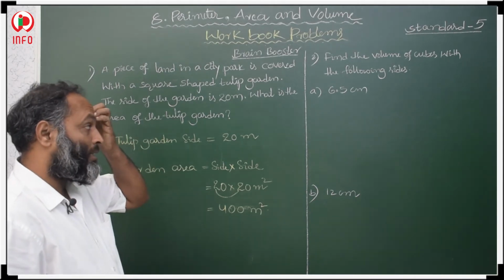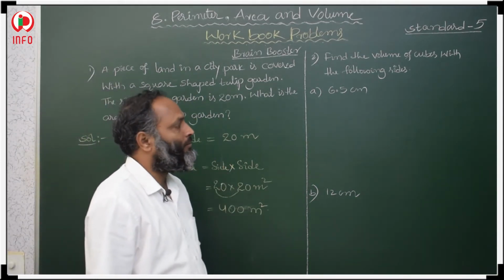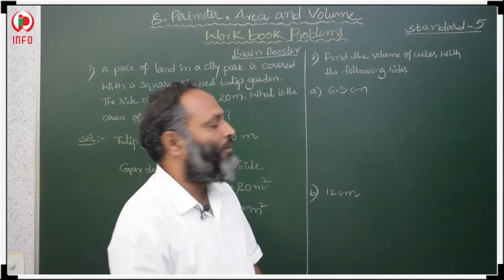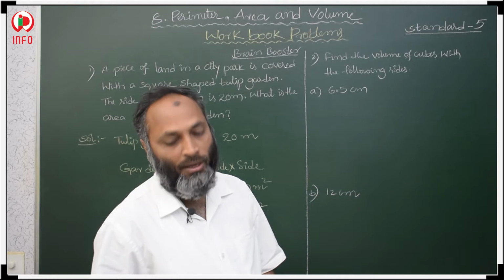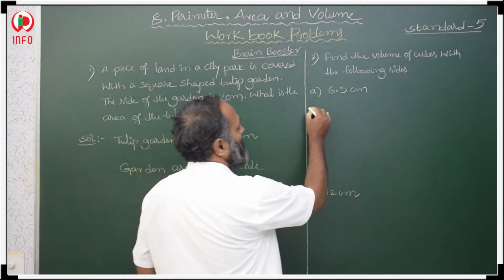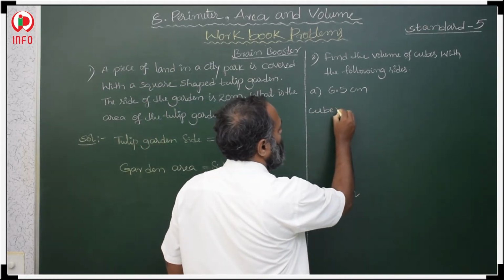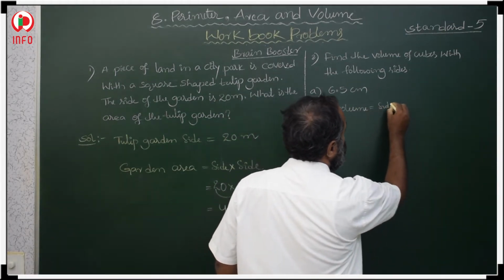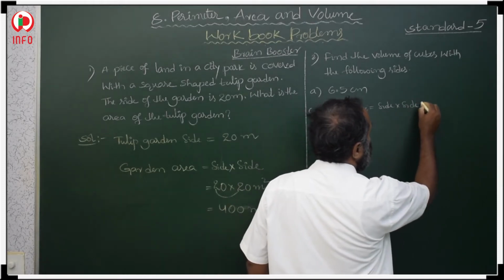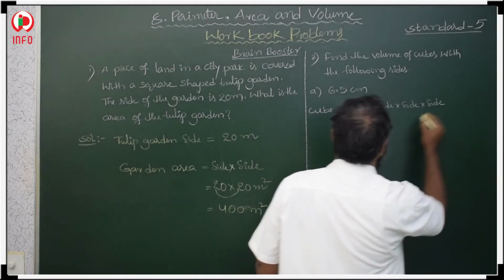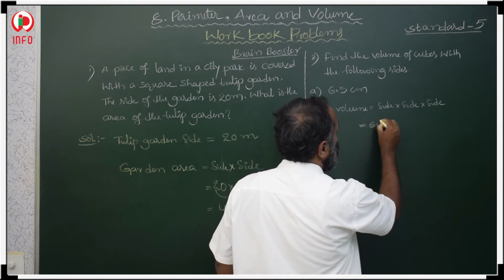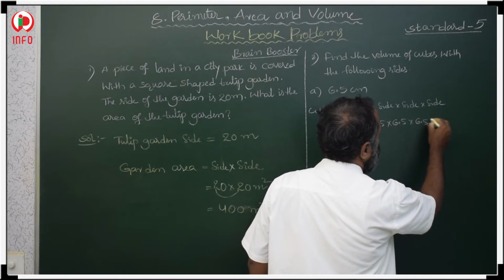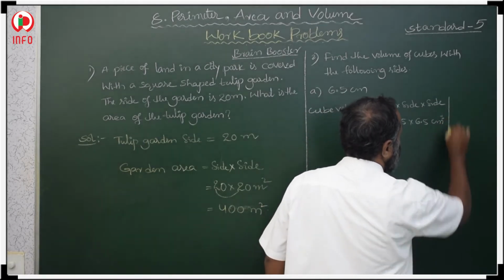Okay. Next, in the brain booster, what is the next question? Find the volume of the cubes with the following sides. Cube volume we have to find. Cube side is given. Cube volume is equal to side into side into side. What is the side here? 6.5 into 6.5 into 6.5. This is in centimeter cube.